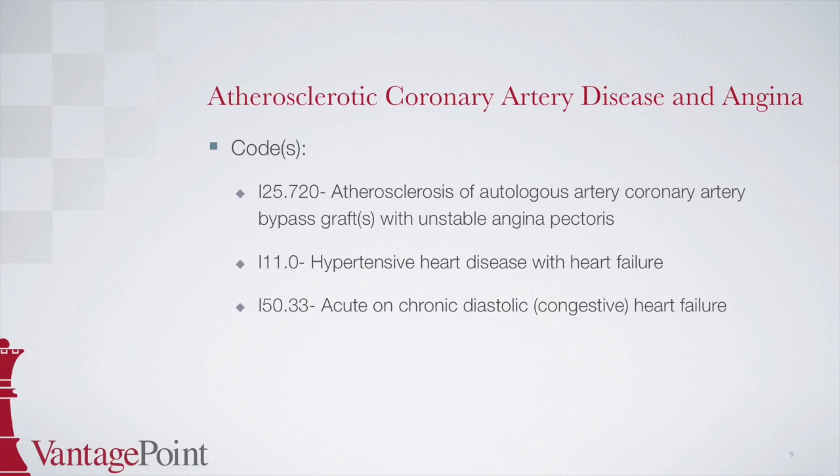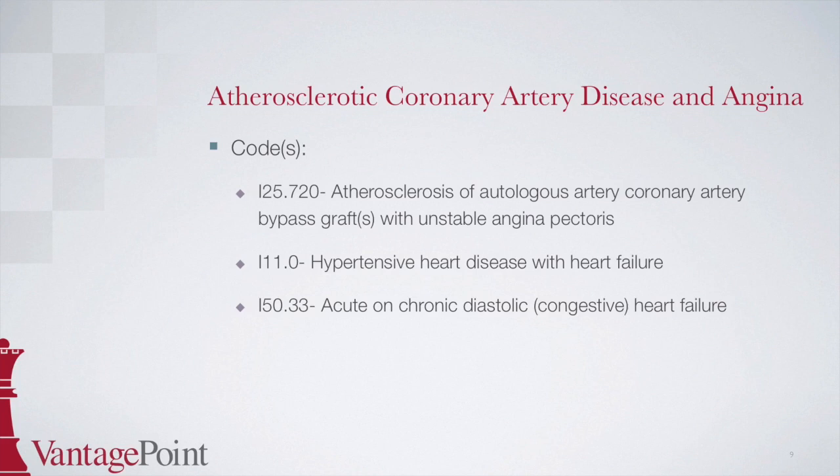The next code is I11.0, hypertensive heart disease with heart failure. We know a combo code is appropriate, as documentation states hypertensive diastolic CHF. To locate this code, start at hypertension in the alphabetic index, and then find heart. Indented below heart is the word with, then heart failure with congestive in parentheses, which points to I11.0. When you confirm this code in the tabular, there is a note which states use additional code to identify type of heart failure from category I50.